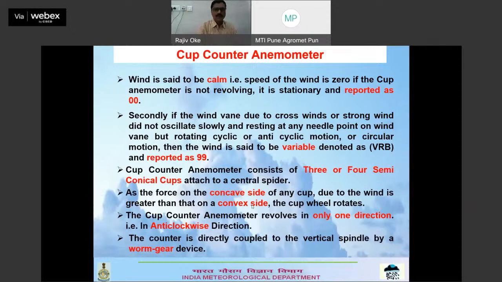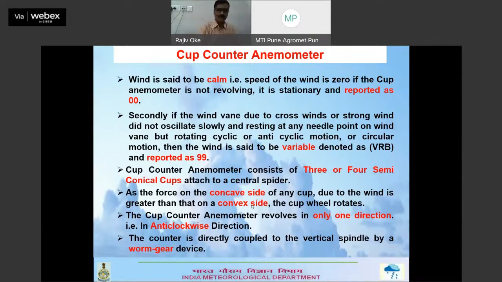99. This cup anemometer consists of 3 or 4 semi-conical cups attached to a central spider. As the force on the concave side due to the wind is greater than on the convex side, the cup will rotate. The cup anemometer revolves only in one direction. Aisa nahi hai ki idhar se hawa hai to aisa ghumega, udhar se hawa hai to aisa ghumega. Because the construction is like that, the cups are 60 degrees apart, and whatever the direction the wind is coming from, the thrust is forcing the concave side much more than the convex side, and it starts rotating. Once it starts rotating, it takes a speed according to the flow of the air.